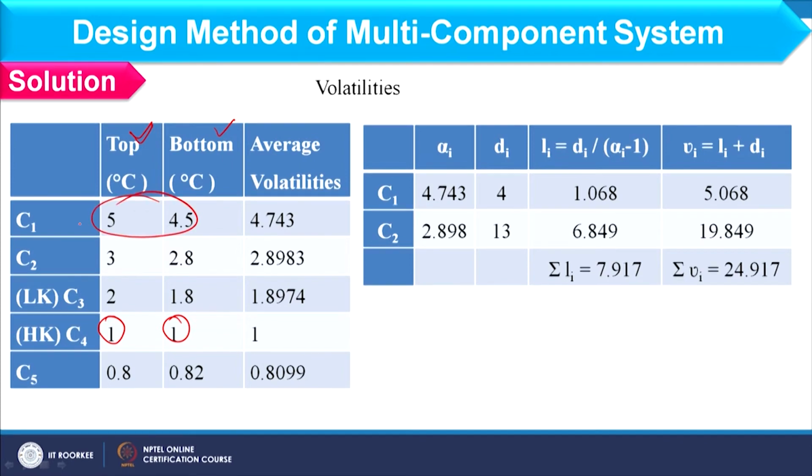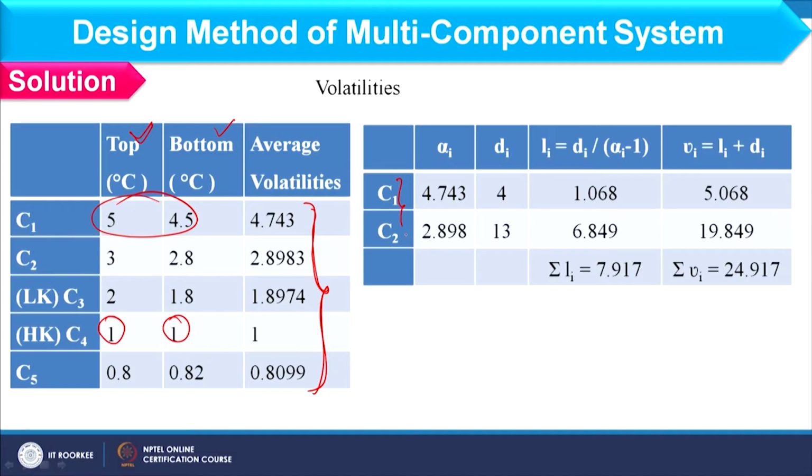So, we can simply take the geometric mean of that to find the average relative volatilities of different components. It is not difficult. And now we have to find the limiting flow rates of non-key components. If you consider C3 as the light key, then C1 and C2 are non-light keys. And if C4 is the heavy key, C5 will be the non-heavy key. So, accordingly you can choose the limiting flow rates of the non-key components.